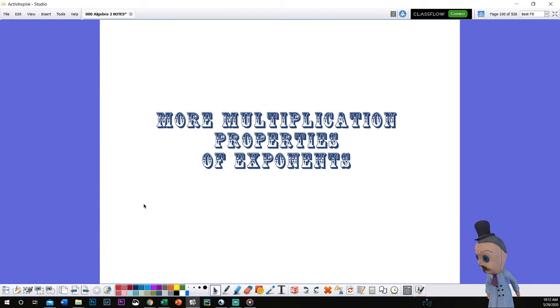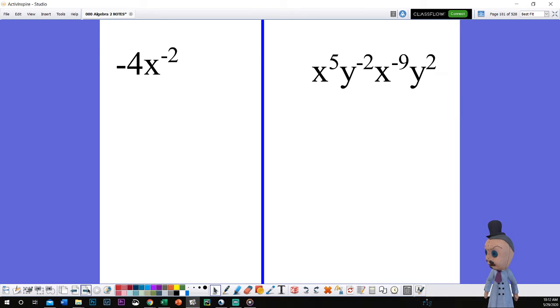So more multiplication properties of exponents today, but before we move on too far, let's go back and make sure that we remember what we're doing. Go ahead and look at these two, hit pause, work them out, and then unpause when you're ready. Okay, hopefully you are ready.